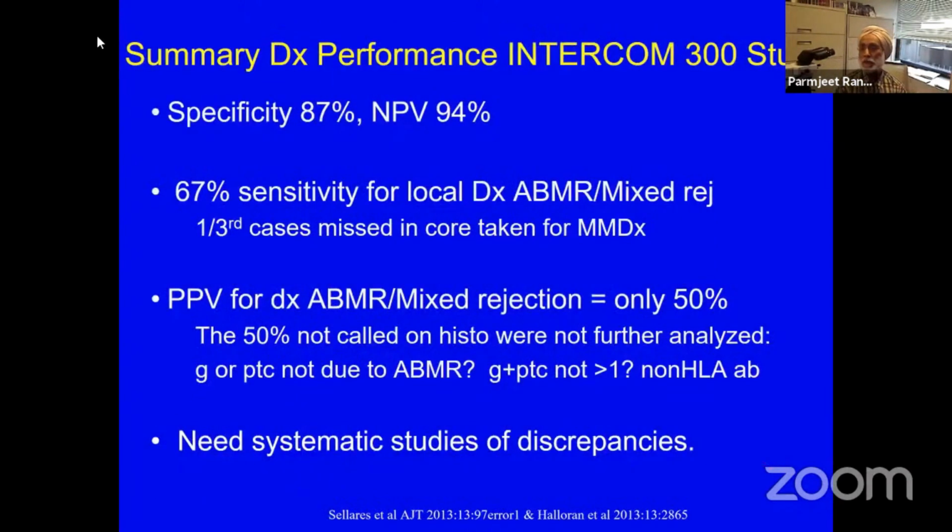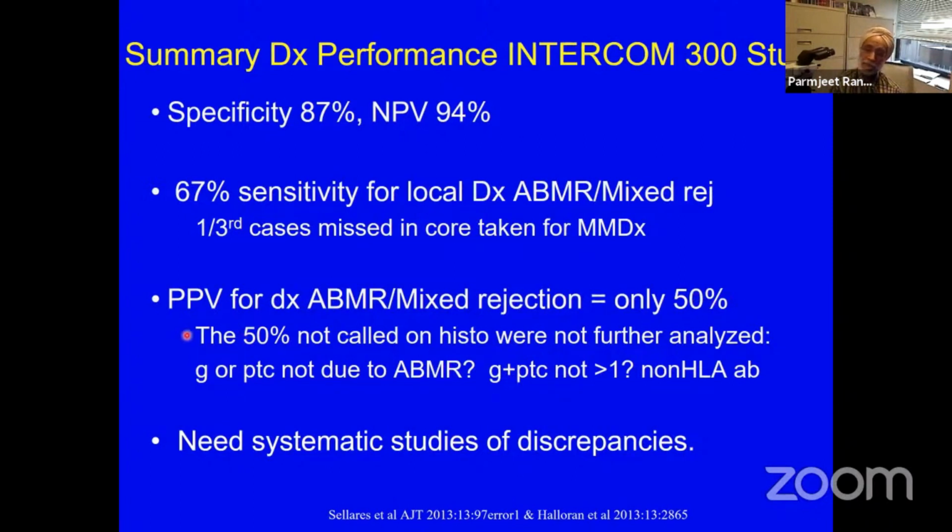So this is a summary of how the classifier performs in ABMR. The specificity was 87%, negative predictive value was 94%. There was a 67% sensitivity for the local diagnosis of ABMR or mixed. In other words, 1/3 of the cases which were being recognized by histology were not being called ABMR by molecular diagnostics. And I believe it's partially an issue of sampling and focal distribution of the lesions, and that's why histology remains important. The positive predictive value for ABMR was only 50%.